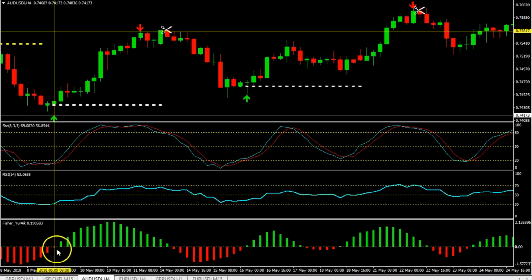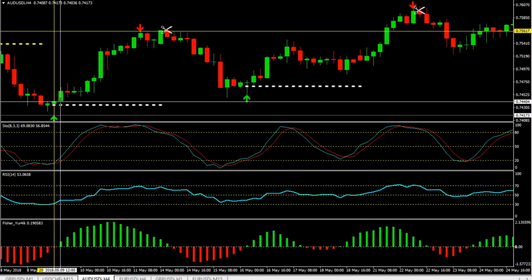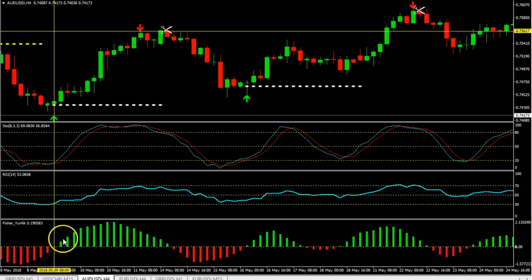No, it did not. So you have to wait, or if you wish, you can have two of the indicators telling you to buy and the other one hasn't given you a signal yet. You can go in if you are an aggressive trader. In that case, you will buy here. But if you are a conservative trader, you will wait for all three signals. So this is where you are getting your buy signal on the Fisher.